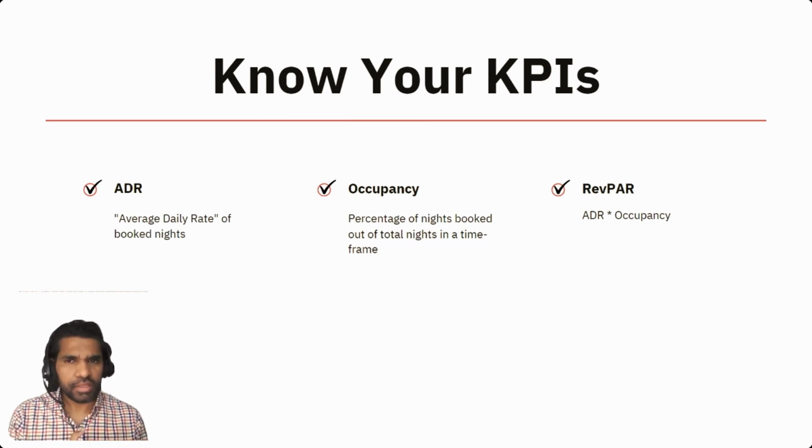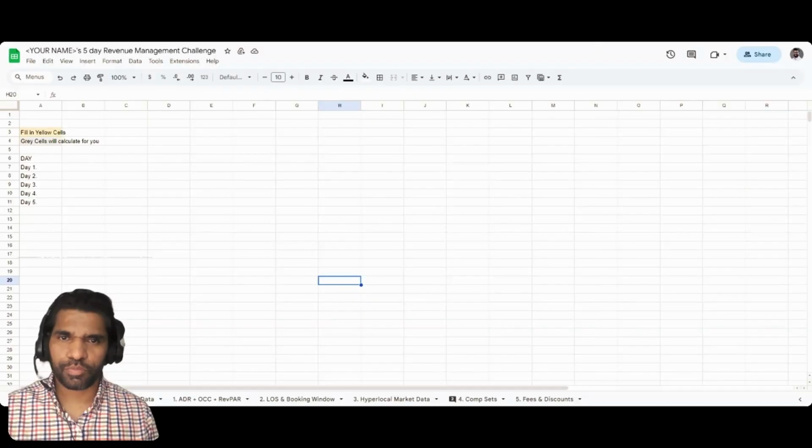So to summarize, 3 key metrics: ADR, average daily rate; occupancy, which is a division of the number of booked nights by total available nights; and then RevPAR, which is a multiplication of your ADR and occupancy.